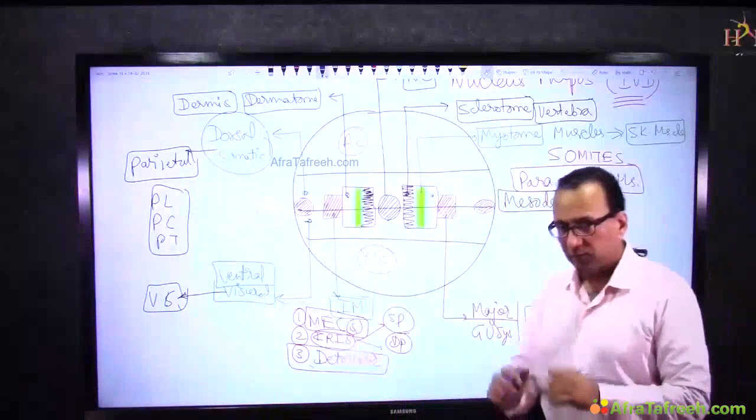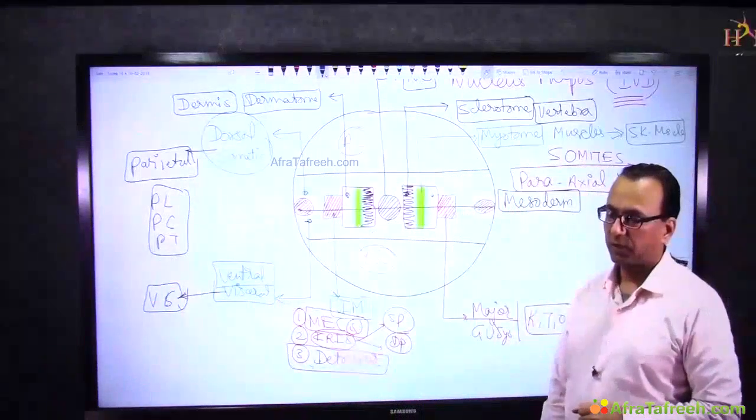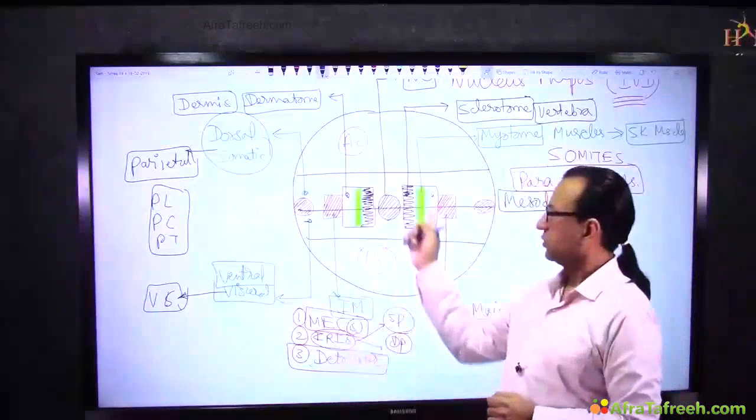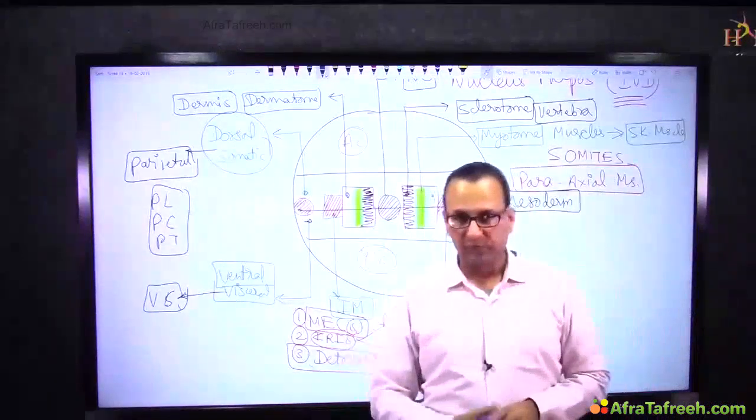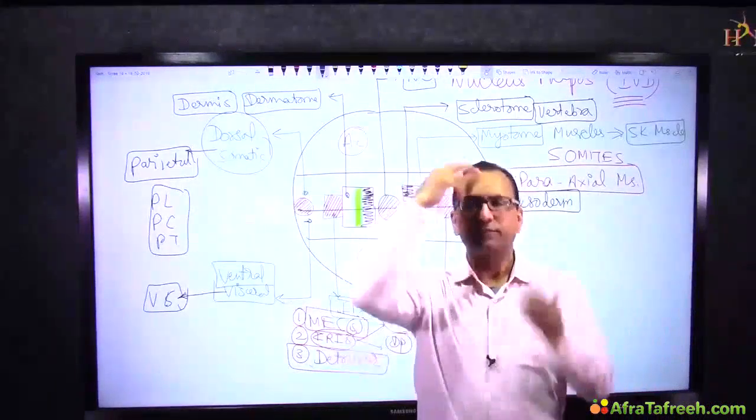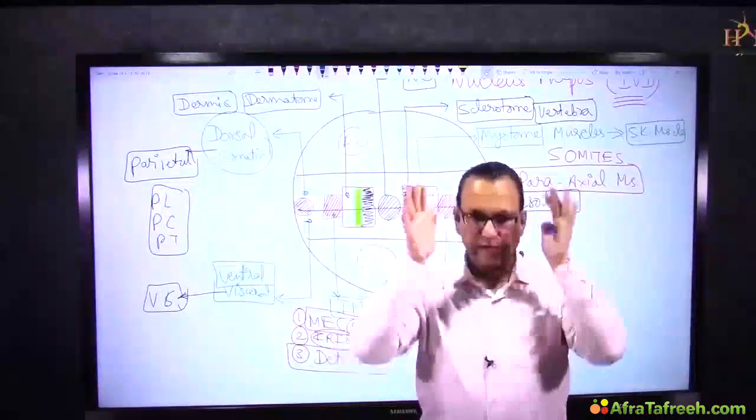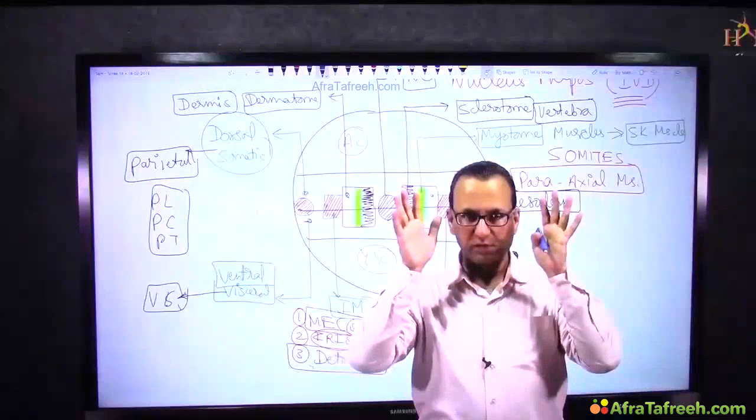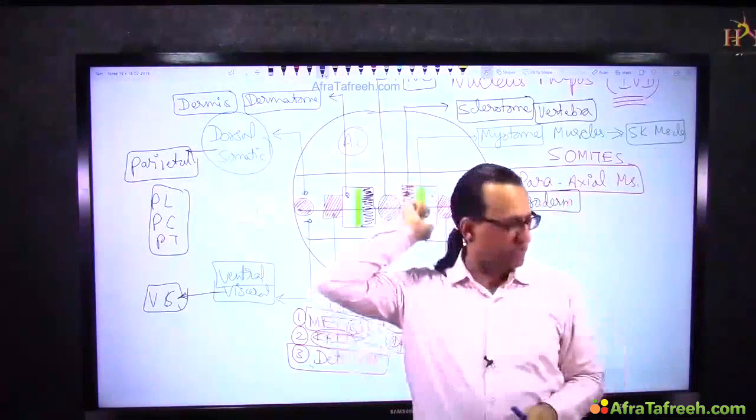Still, there are some things left, like which one? You talked about the vertebra, yes, from the sclerotome. What about the skull bones? Skull bones, if you say anterolateral, then it is coming from the neural crest. Then what about the posterior? You mean to say occipital bone? Yes.